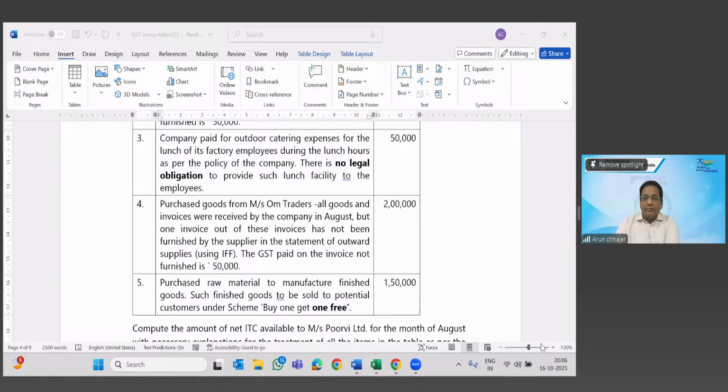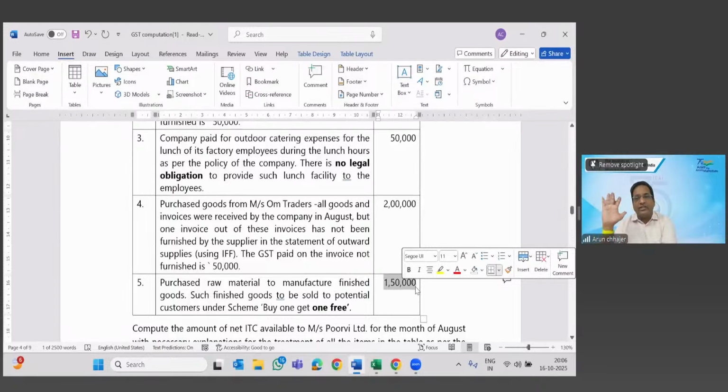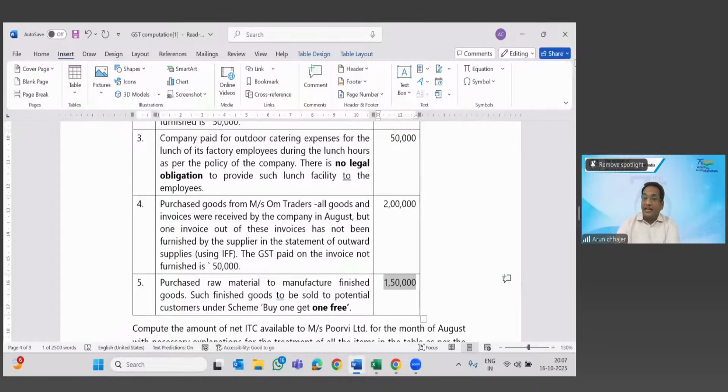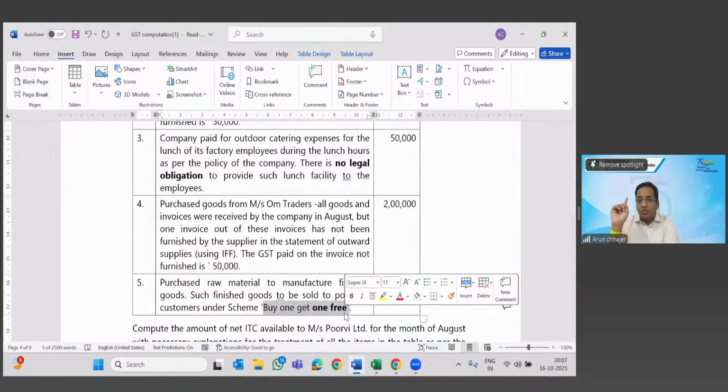ITC is available. The answer is ITC would be available on the entire 1,50,000. Why am I saying so? Because the government has given the clarification that buy one get one free is not an individual item which is being sold free.